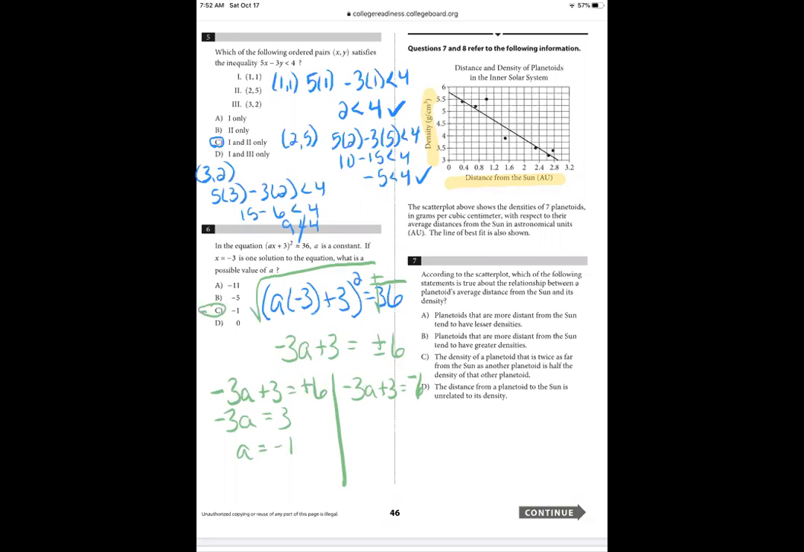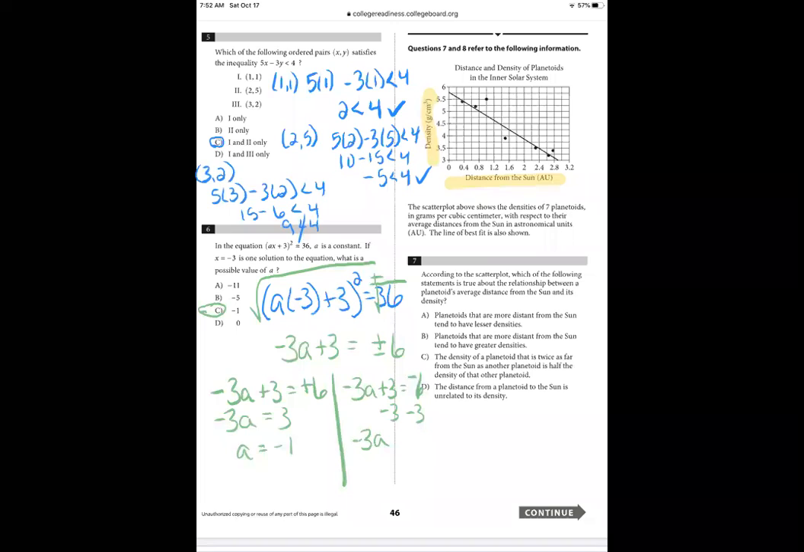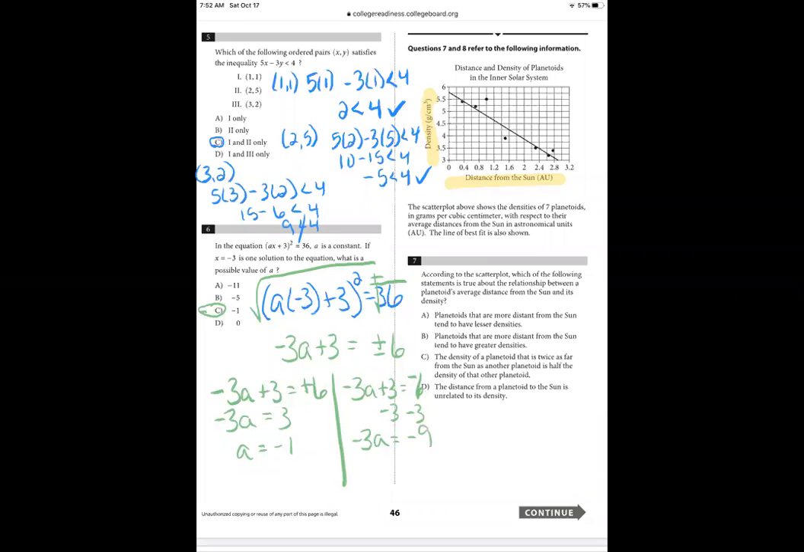So if you have extra time, you might want to try the other one, but if you are conserving time, you might just want to go ahead and choose choice C. But we can see when I divide by negative 3 here, I would get positive 3, which is not an answer choice. So choice C of negative 1 is what we are looking for.